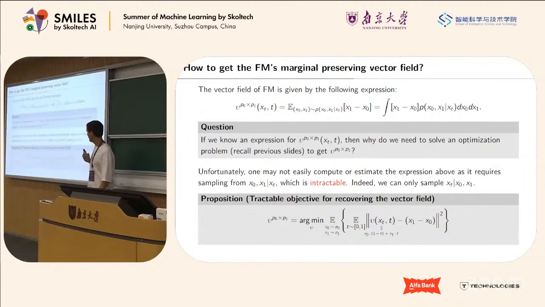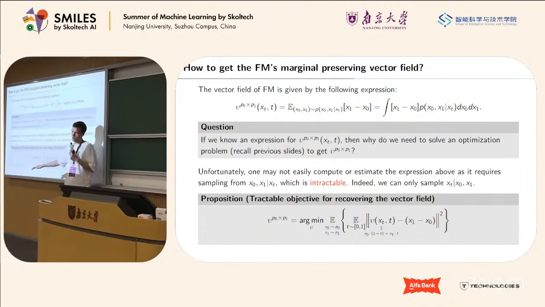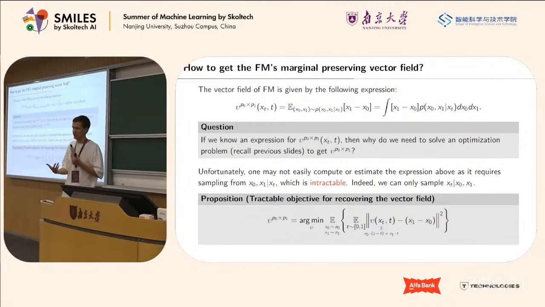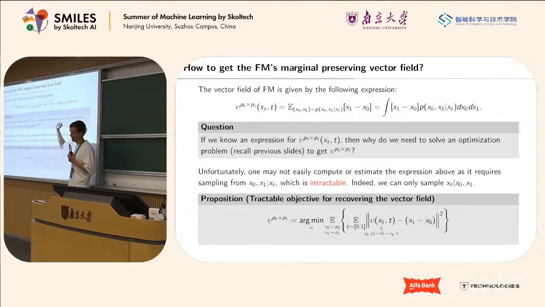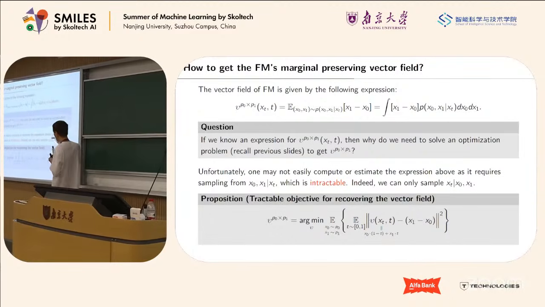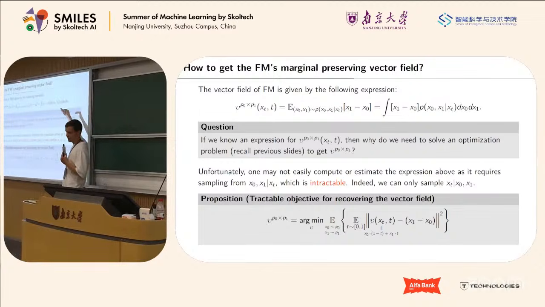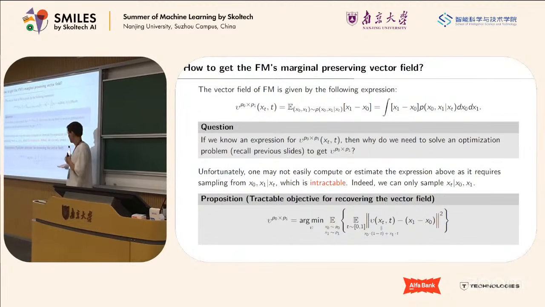But fortunately, one may prove that this objective, which I gave you several slides ago, has the same minimizer as this optimal vector field which we search for. I'm not proving this here on this slide. This is more or less a standard fact. You can take a look in the papers, but the main point is that this vector field, which we search for, is intractable, but it can be found using this regression problem. This is just like L2 regression.